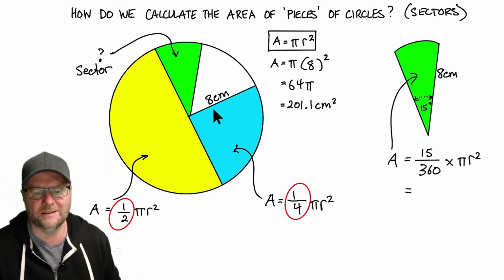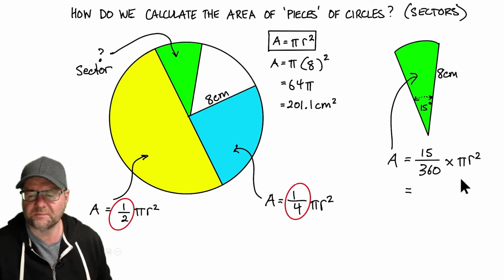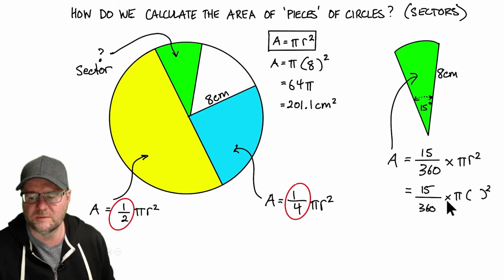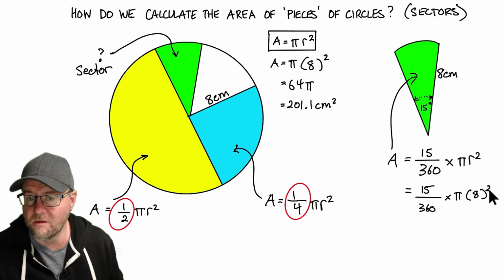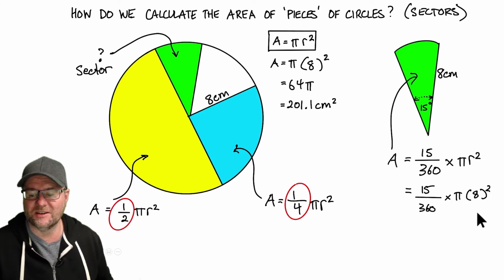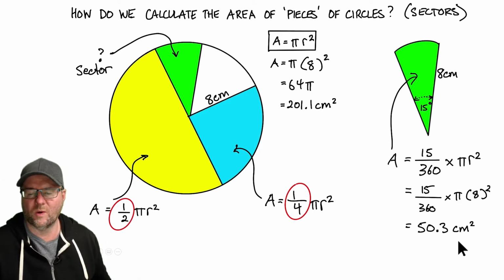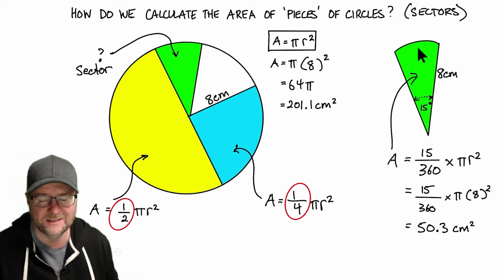Well, in this case, we'll use 8, the same as the example over here. And now I can substitute the 8 in where the radius was. I've got my fraction, 15 over 360 times pi times the radius, which we know is 8 squared. You can put that straight into your calculator as it is, and you're going to get a value of 50.3 centimeters squared. All right, awesome. We've just worked out the area of the sector of a circle.